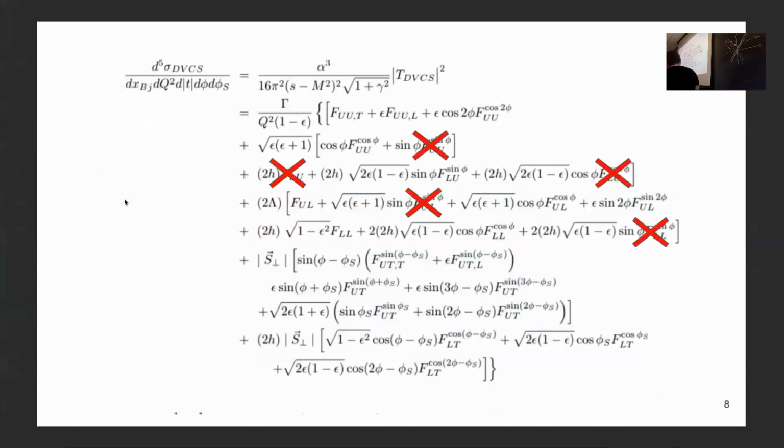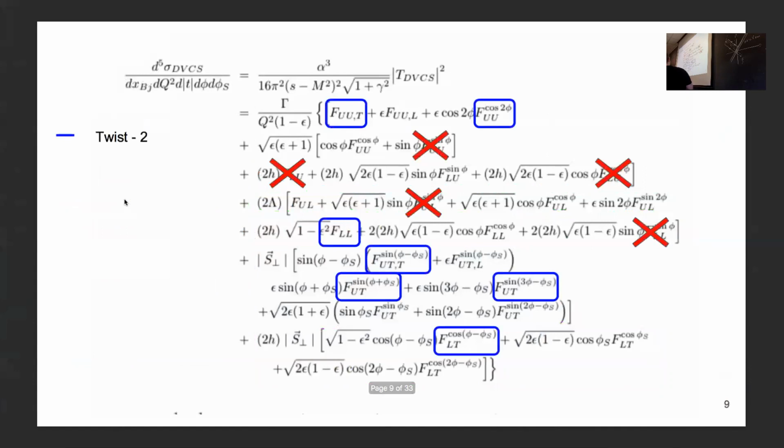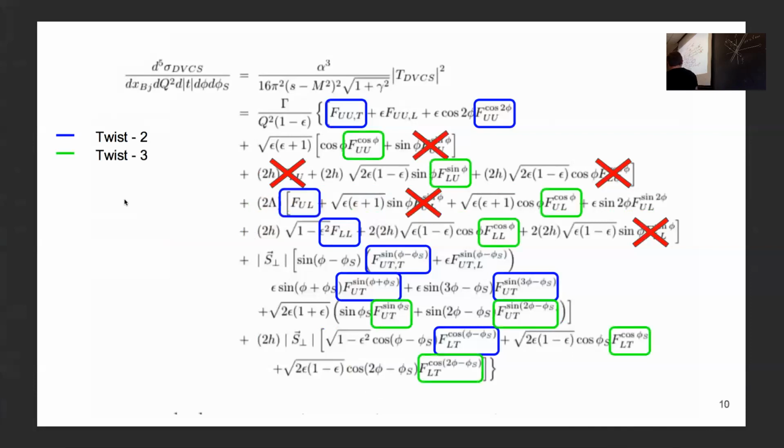So using this, we can unpack what we want to look at. What we can see right away is that through parity, we can eliminate 5 of these observables because they are identically 0. And then you can isolate the twist 2 components here, and then you can do the same game for twist 3 and also for twist 4.